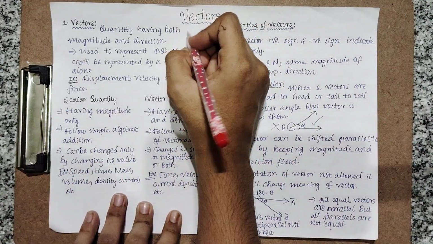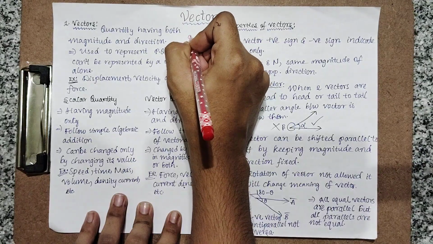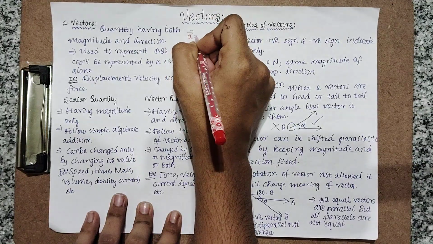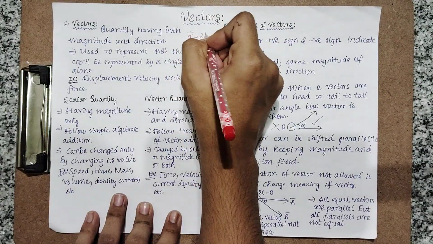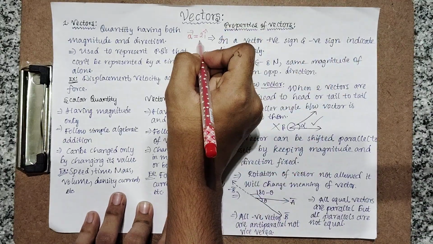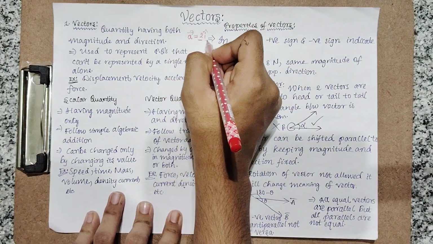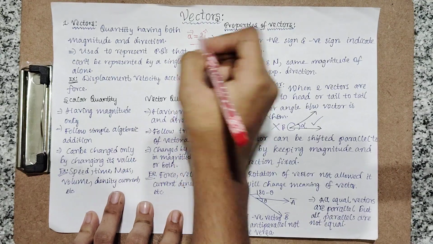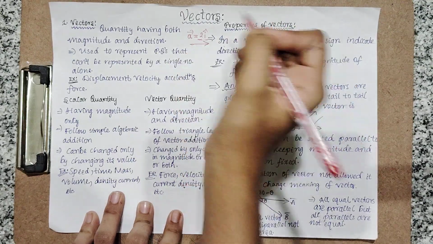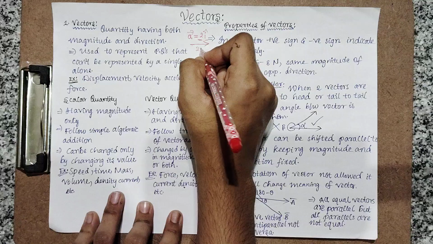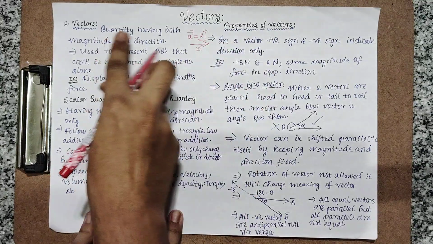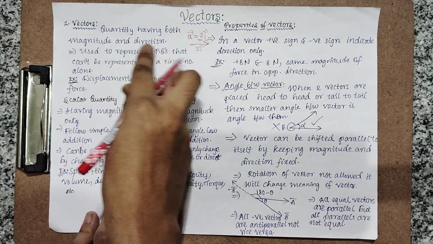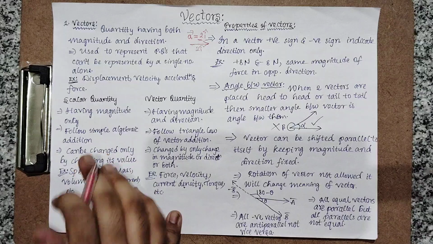For example, let us say a bar, which is equal to 2I cap. Here 2 is the magnitude and I represents the direction. It means it is in this direction. So 2I cap. A quantity which has both magnitude and direction is said to be a vector.